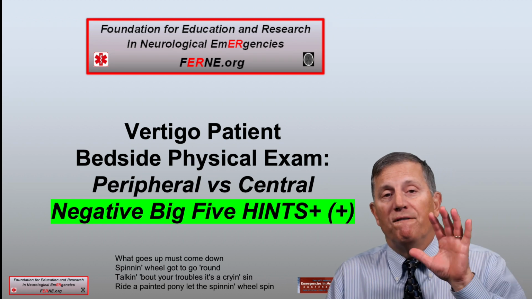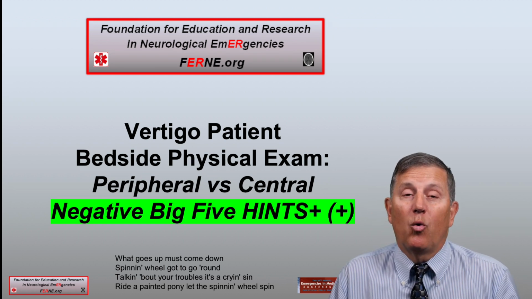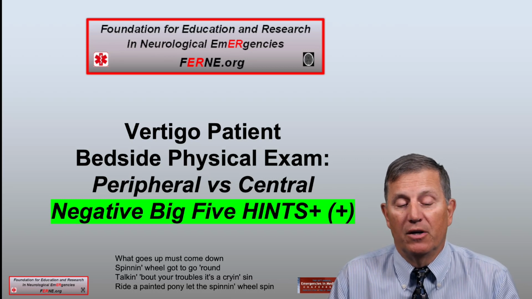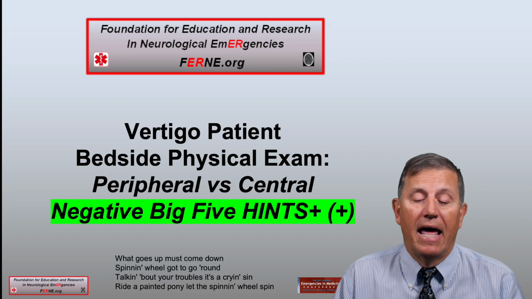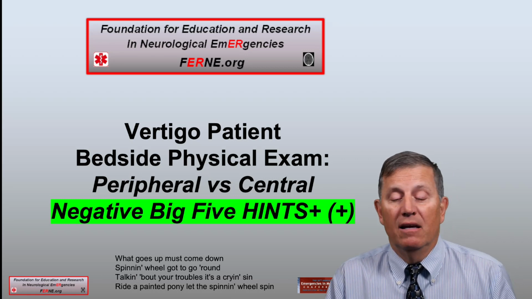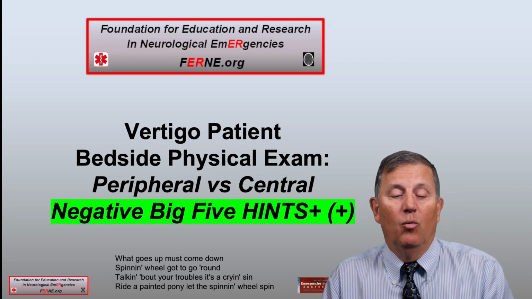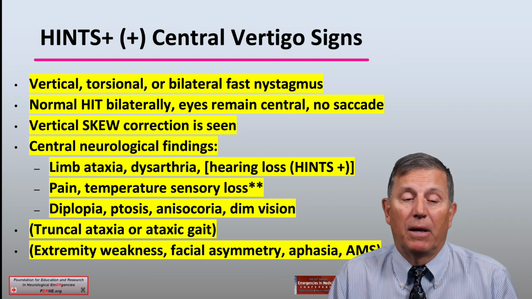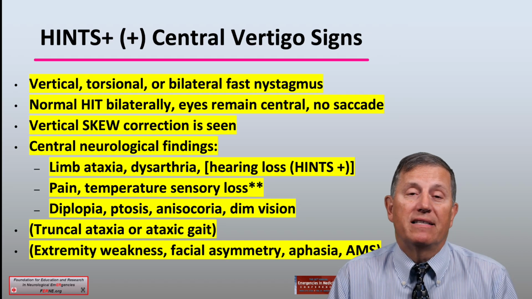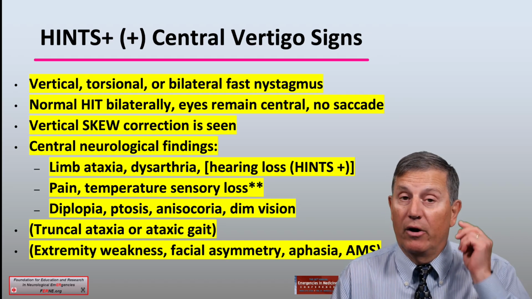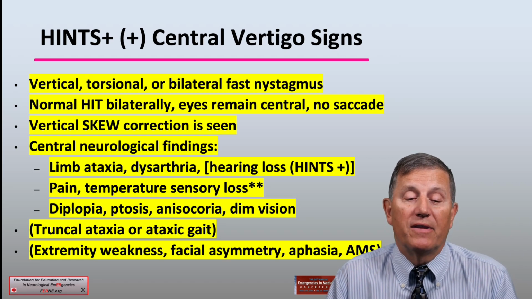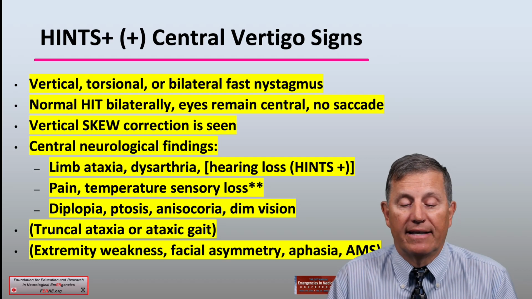So we've gone through the 5 exam findings that are required in patients who present with profound vertigo, the acute vestibular syndrome. And we'll talk now about the negative big 5 on the HINTS Plus exam, and the plus exam, which I've added. So, on the HINTS Plus exam, which is head impulse, nystagmus, test of skew, plus hearing loss, I've added an additional plus in parentheses just to cover truncal ataxia or ataxic gait.